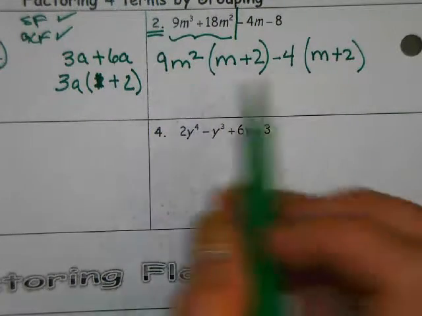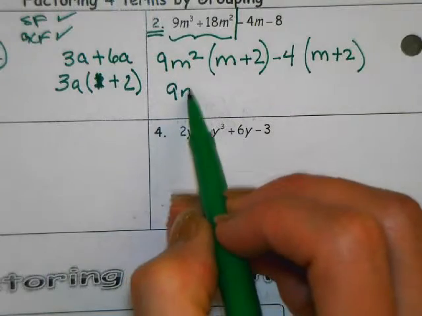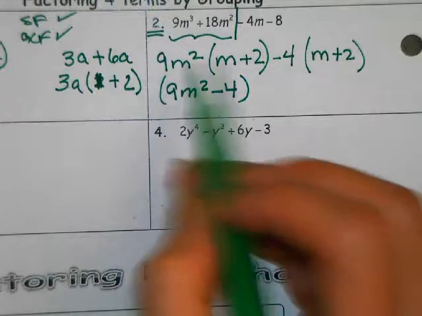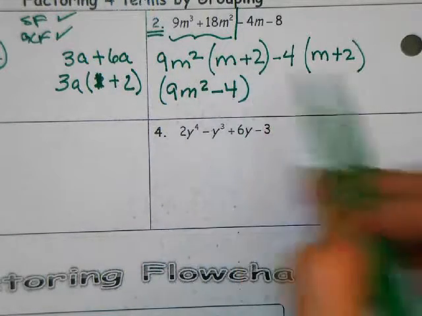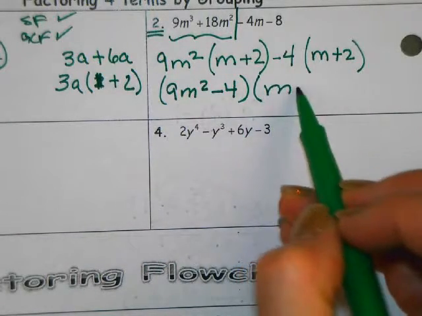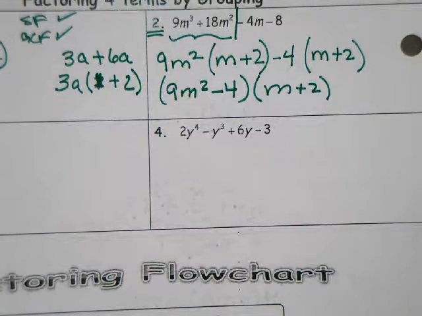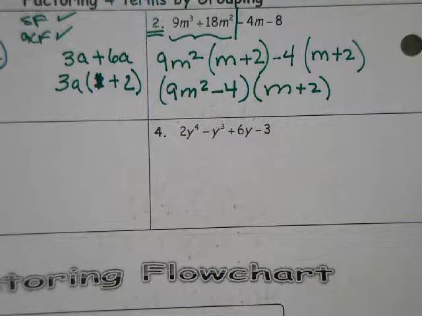So now I can write this as 9m squared minus 4, because I'm going to bring these two terms together, and then the m plus 2's become just 1. Because it's being multiplied, I can do that. Okay? Does that make sense so far?